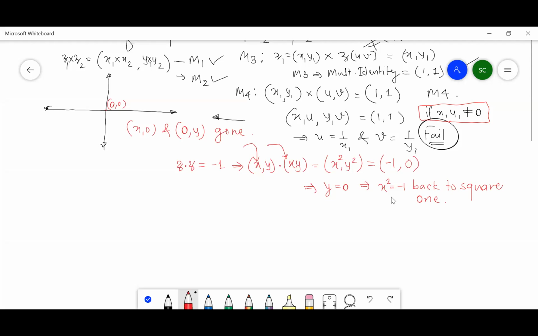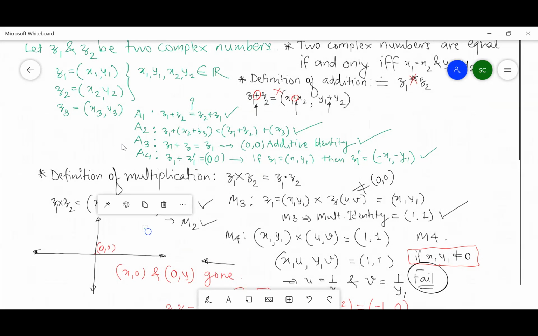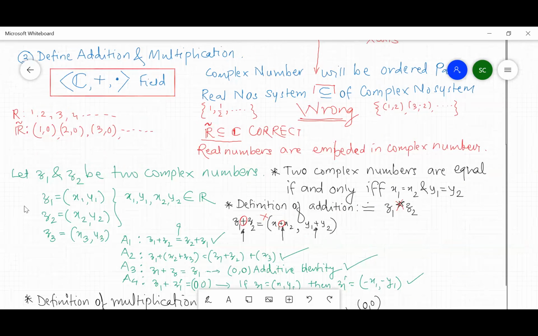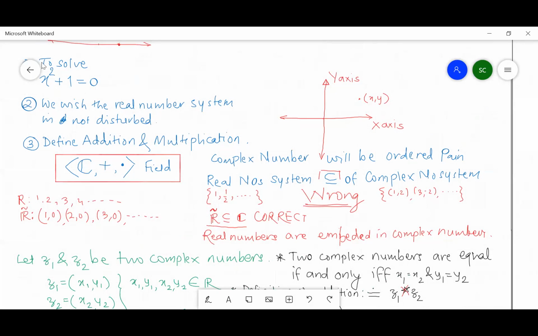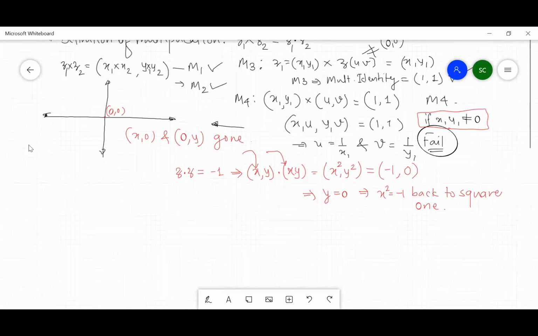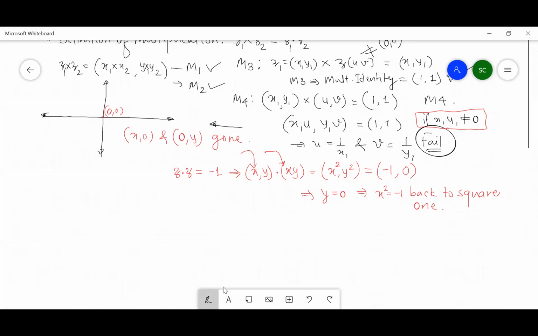Do you realize this? By this definition, we are not going to develop a system because we cannot solve this example. This is the simplest equation which we want to solve. We have a couple of objectives of doing complex numbers. Where are those objectives? Oh, this was the first objective, to solve x square plus 1 is equal to 0. We are not achieving it by this definition of multiplication, so it is no good. The definition is no good. So, first attempt is gone. Attempt number 2.